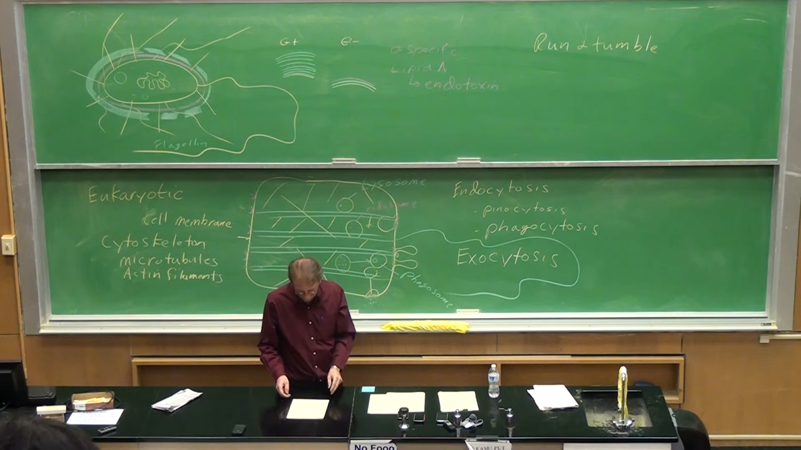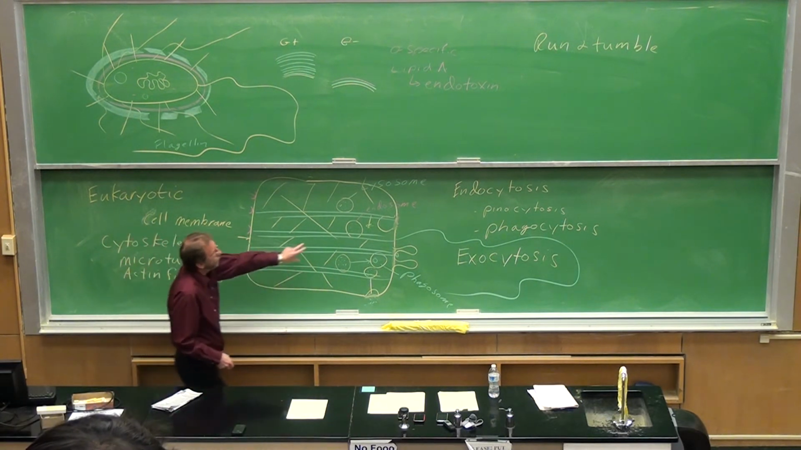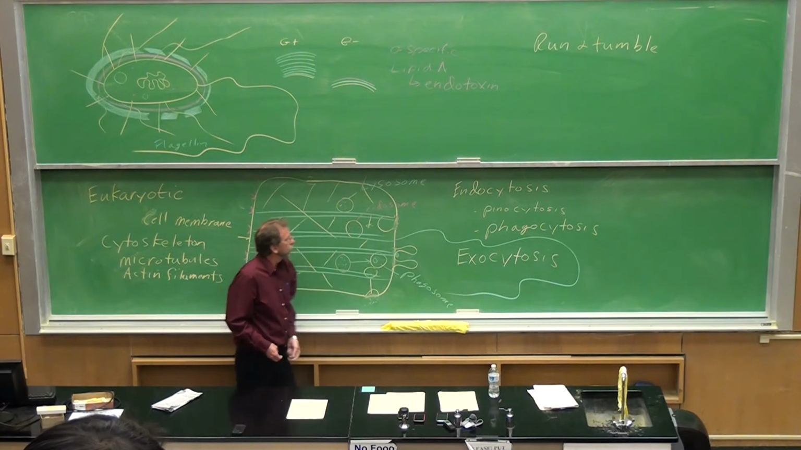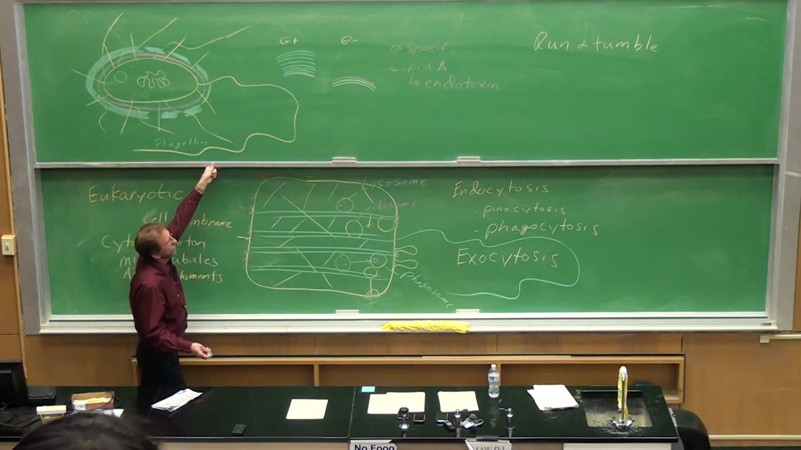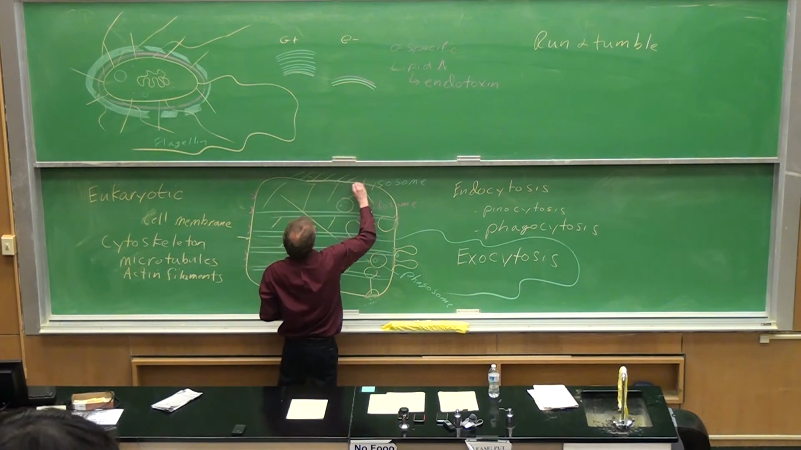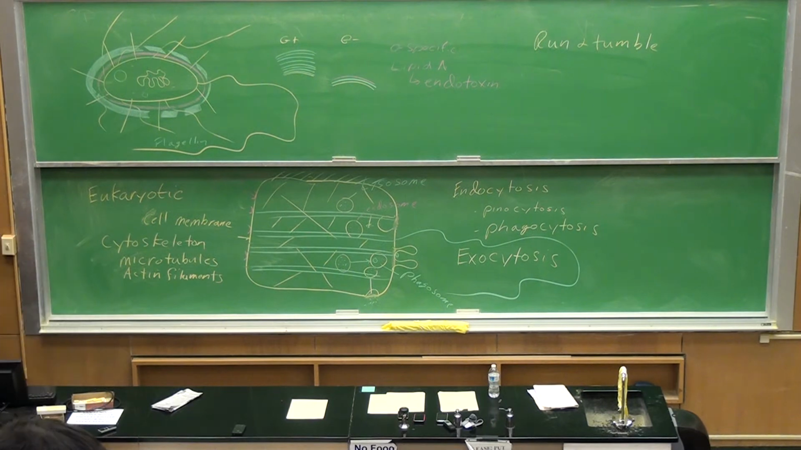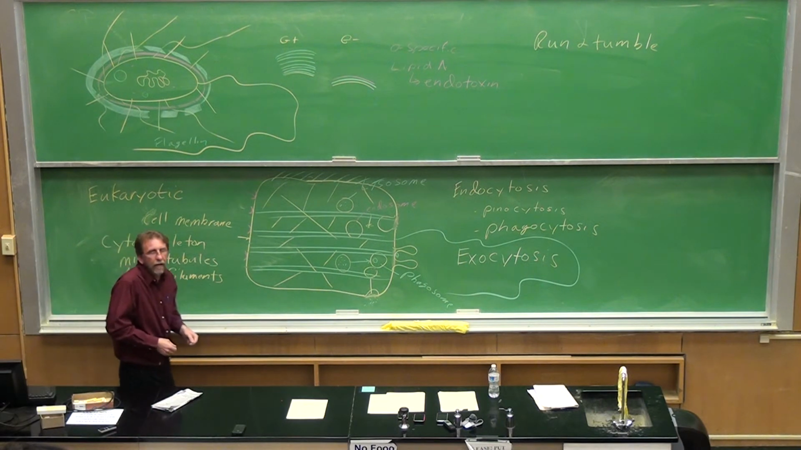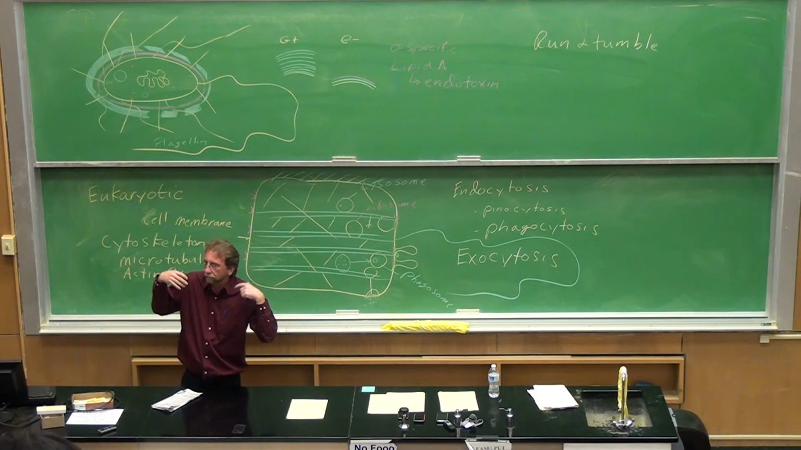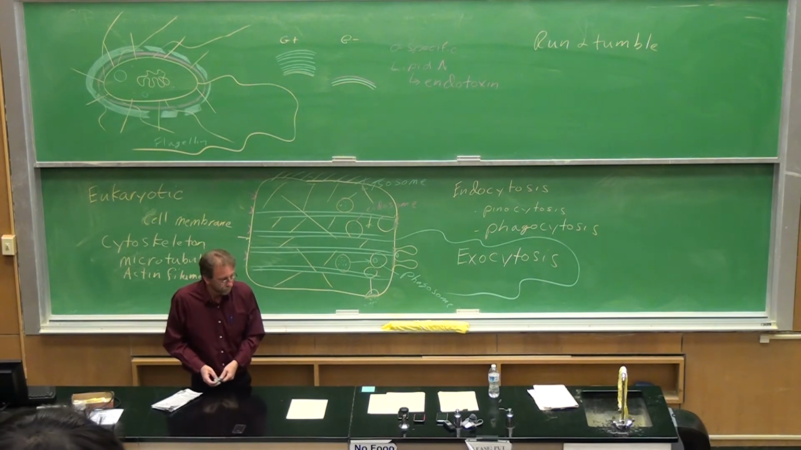Now, in addition to having one flagellum, some microbes, some eukaryotic cells have cilia, and we've talked about this in lab. Structurally, cilia are the same as flagella. The difference is that they're short instead of long, and they come in thousands instead of one or a couple.